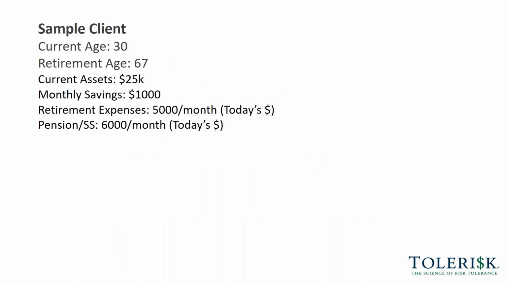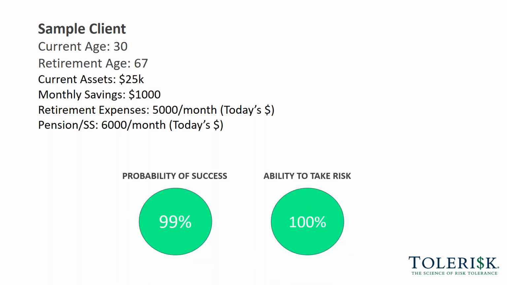So let's take a look at a quick little example here. This is a young client, 30 years old, going to work for a while. They have $25,000 and they're doing a good job saving. They have expenses of $5,000, and they expect, between pension and Social Security, a total of $6,000. So they're in excellent shape, 99% probability of success. Their ability to take risk is at the maximum based on this simple little example.